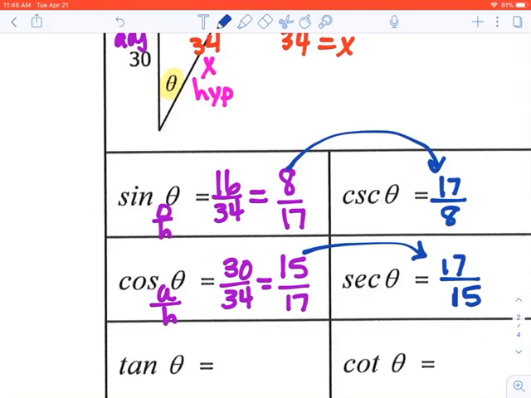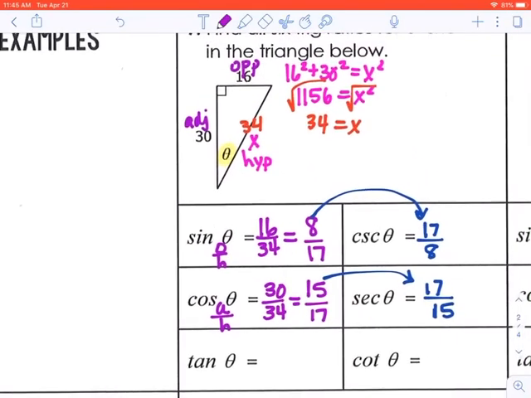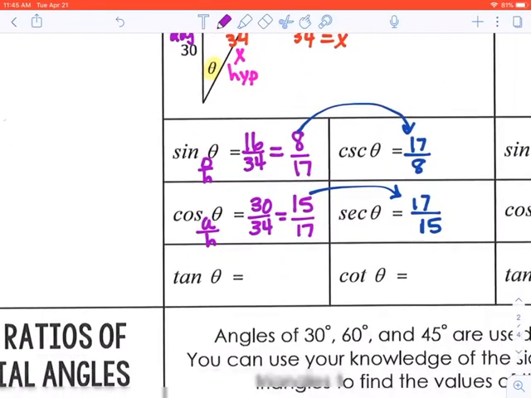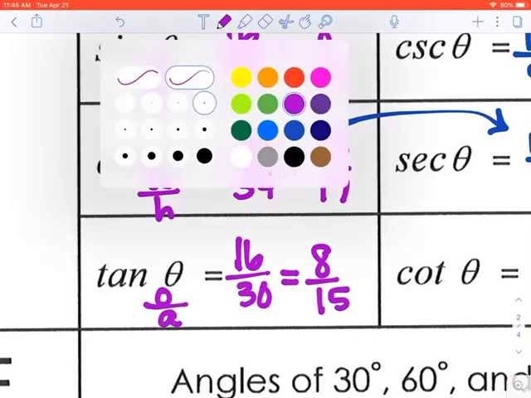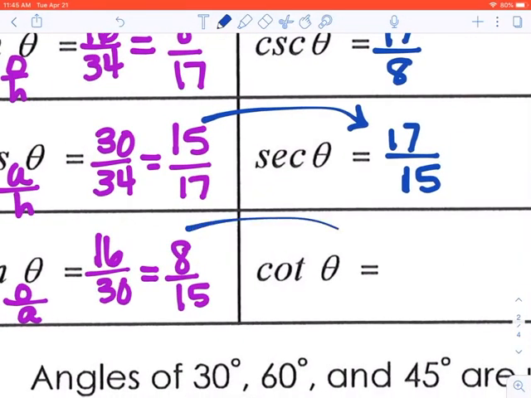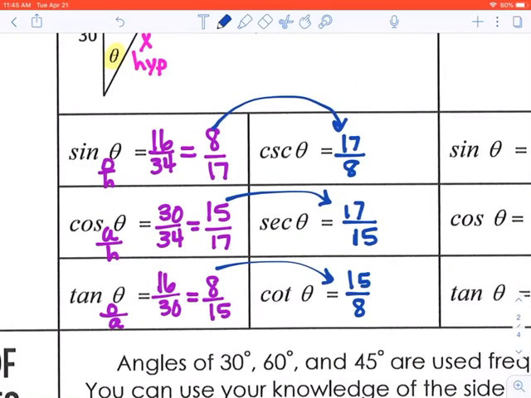Okay. And then we do the tangent. The tangent is going to be opposite over adjacent, so that's going to be 16 over 30. I'm sorry, I meant to write opposite over adjacent here. That's our TOA. Okay, so 16 over 30, we can reduce this. This reduces to 8 over 15. And again, I can go straight into my cotangent because they are reciprocals of each other. We would get 15 over 8. And we are done with this problem, okay? We found all 6 trig ratios for the specific angle theta in the triangle below, okay?